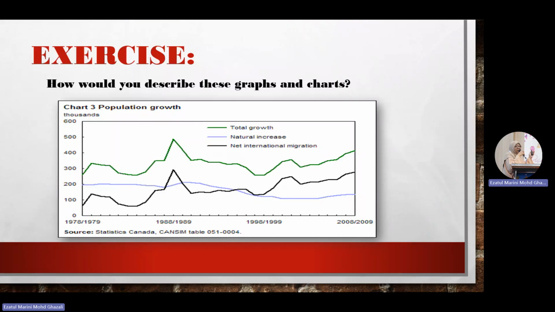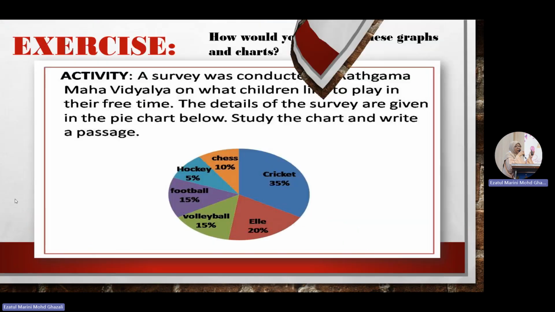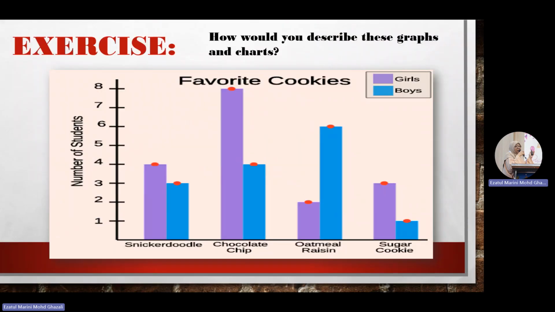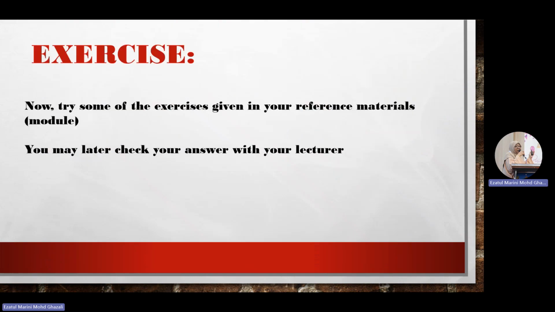This is an example of an exercise that you may want to try. This is for line graph. This is for pie chart. And also this is for bar graph. Right. Let's have a look at your module.